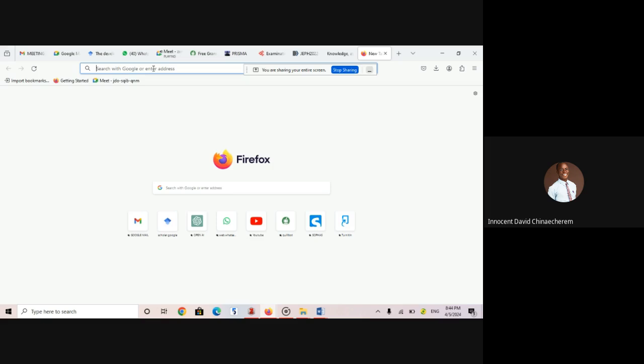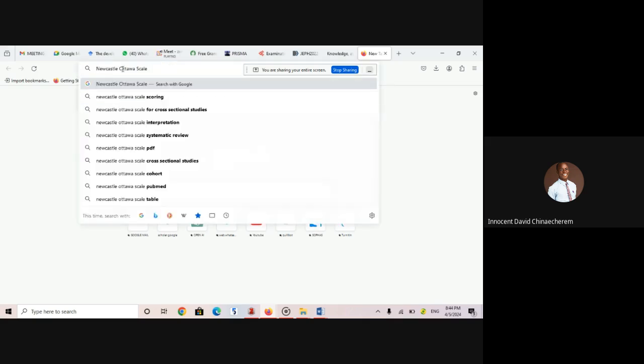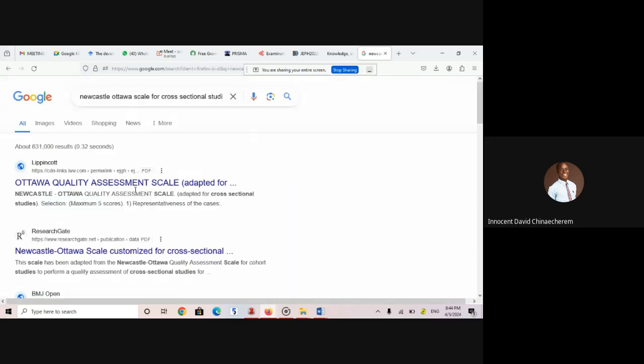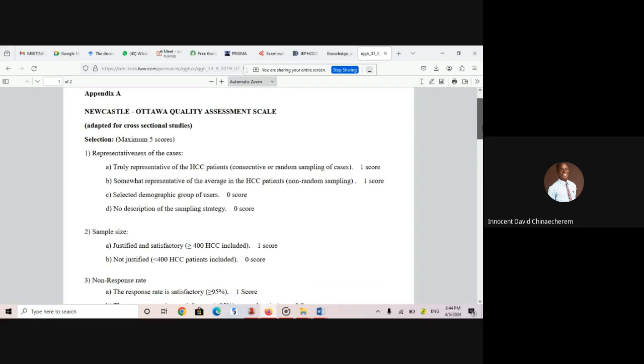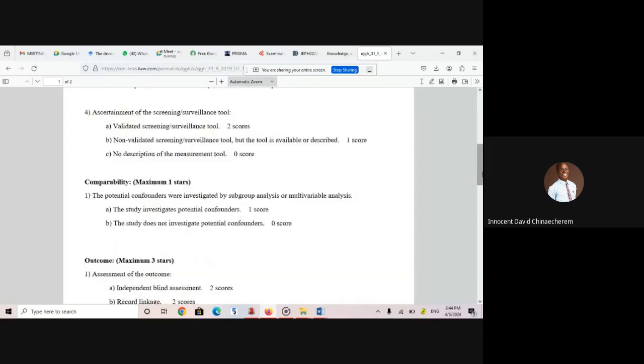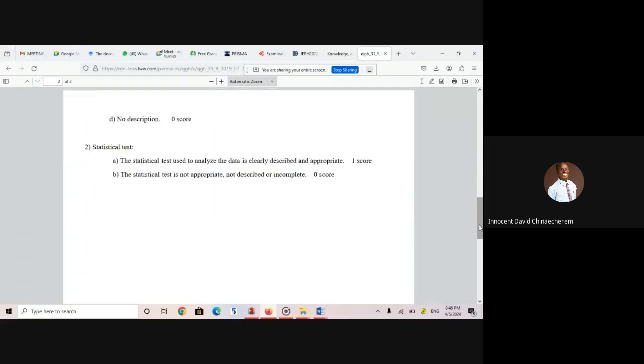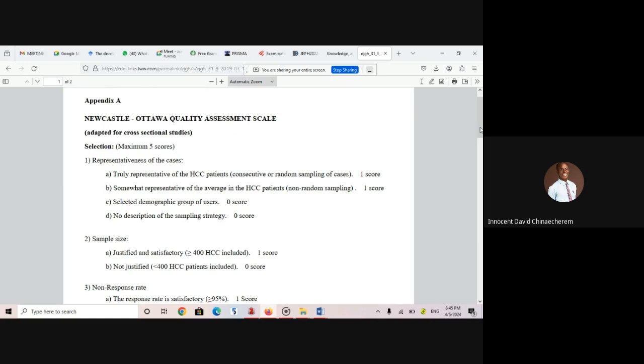I might decide to use what we call the ROBINS tool. There's something we call the ROBINS tool. So we have diverse tools. We have also the ESPRON. So these are all diverse tools that we need to go through. So you see here, Newcastle-Ottawa for cross-sectional studies. So we open it. Now, this is the domains for the Newcastle-Ottawa scale.